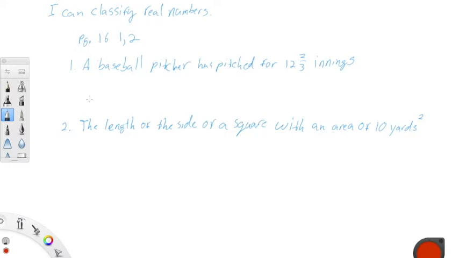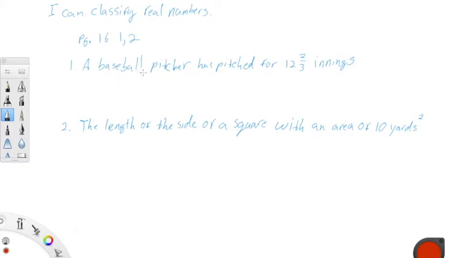All you're doing is classifying these numbers. So you're saying, are they real? Are they imaginary? If they're real, well, they're all going to be real. But where do they fall within the real numbers? Are they rational, irrational, etc.